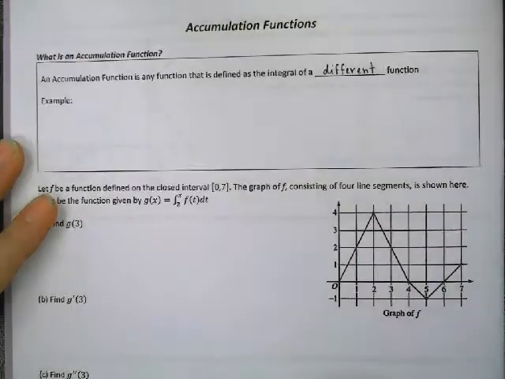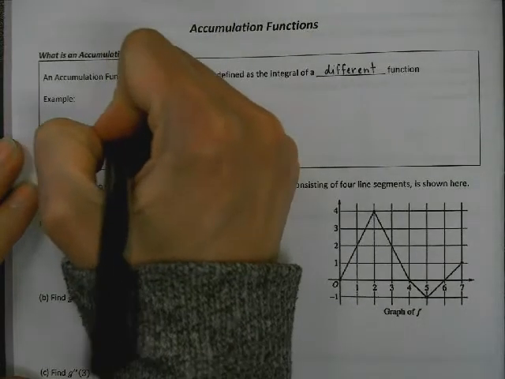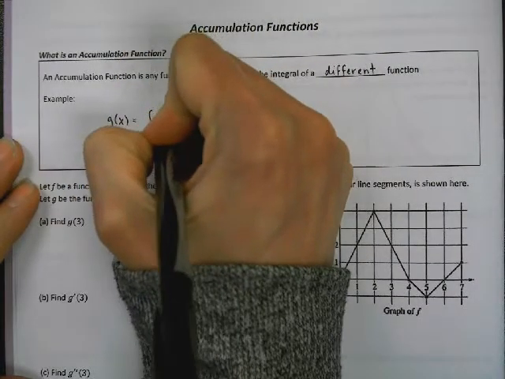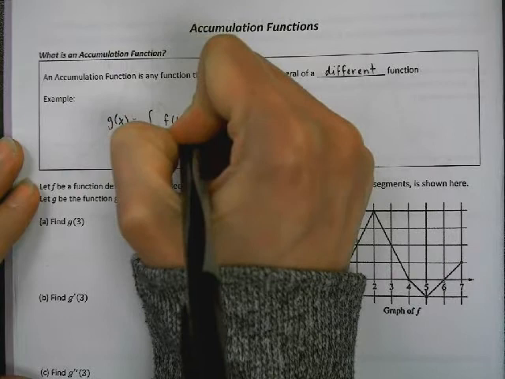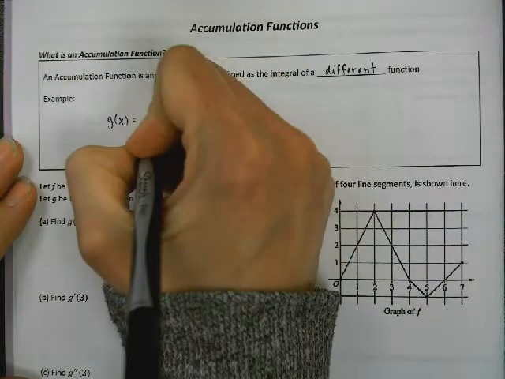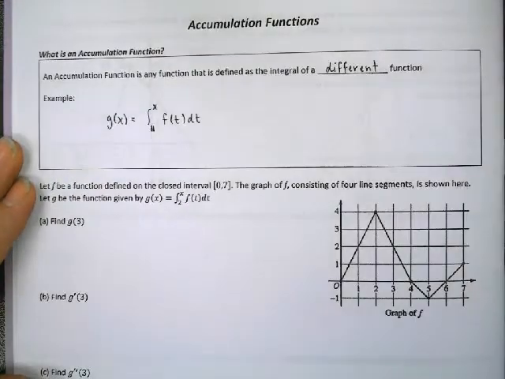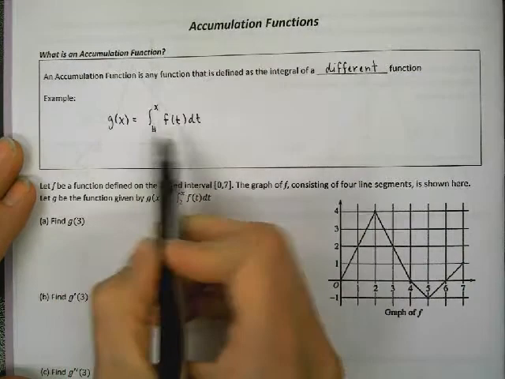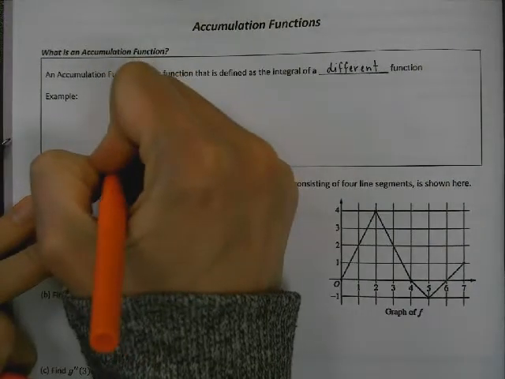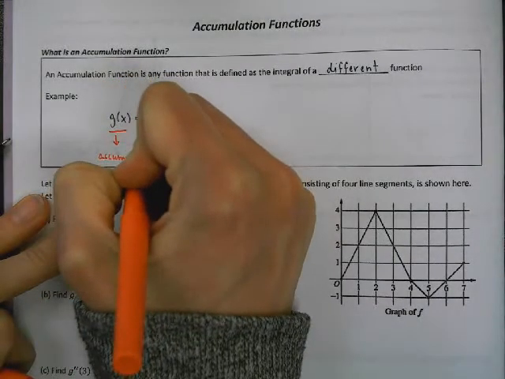So as we go through this topic, you're going to see functions that look like this. So it's defined as g of x, but g of x is going to be the integral of another function, and I'm going to say f of t dt. And typically we'll have a lower bound that's some number and an upper bound that's x. So you can see that g is defined as the integral of f, and then g of x is what we call our accumulation function.